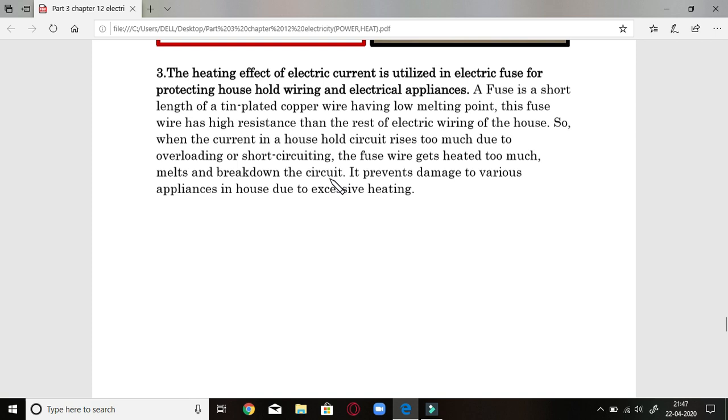It is connected in series with our parallel circuits. This electric fuse lies between all the electrical circuits in our houses and the meter board, and this is lying in a series. Once it breaks, it will break the connection between the current coming from the meter board to the electrical appliances in our house. Otherwise it damages various appliances in our houses due to excessive heating.